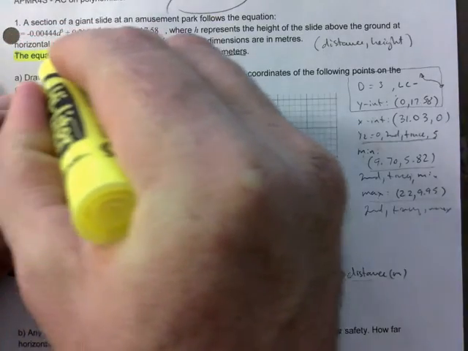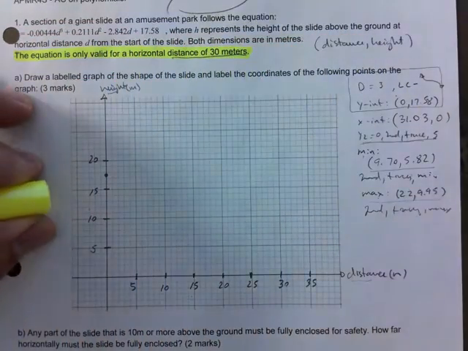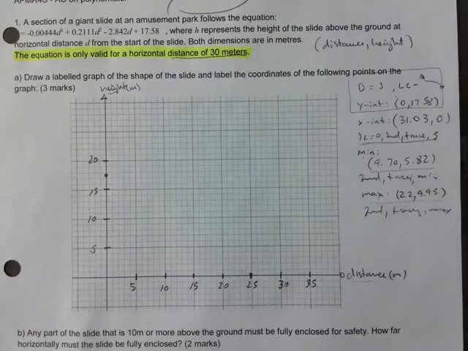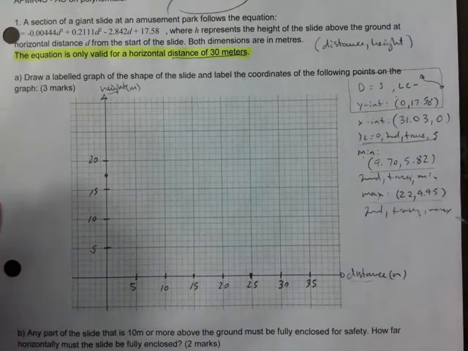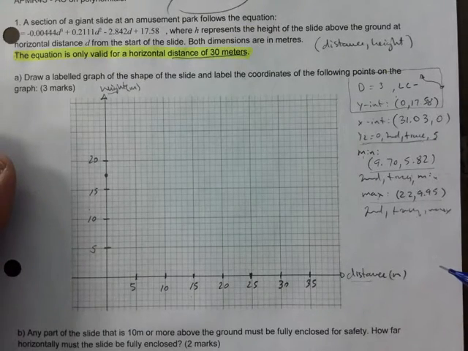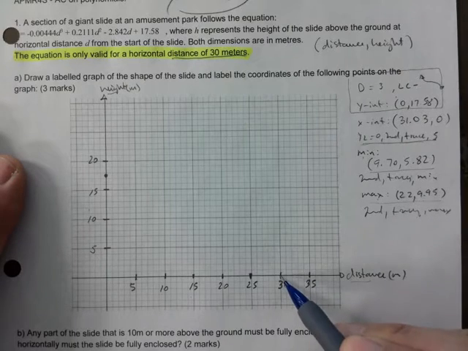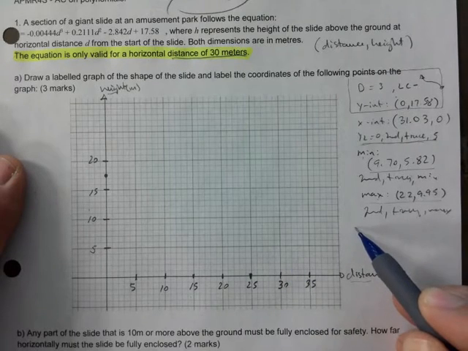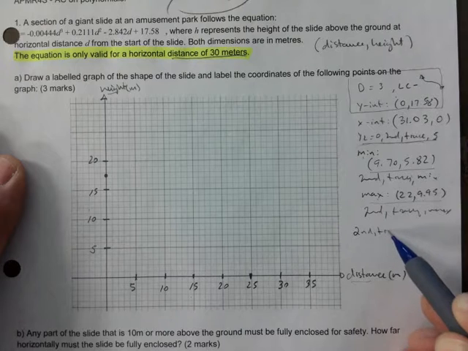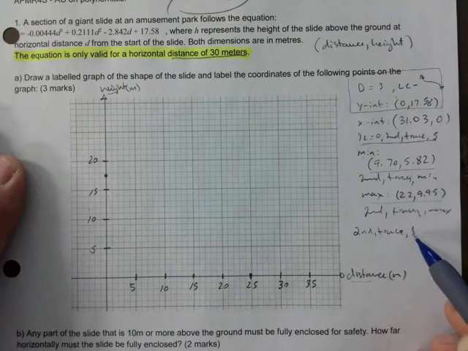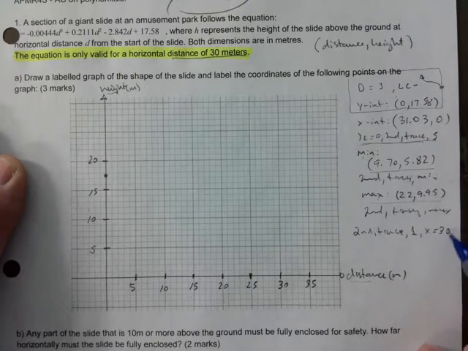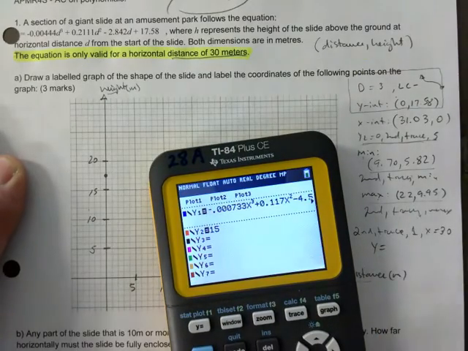The equation is only valid for a horizontal distance of 30 meters. So technically the x-intercept is there to guide me, but I really need to figure out, right, when x is equal to 30, what's y going to be? That's going to be my end point there. So I actually didn't do that yet.